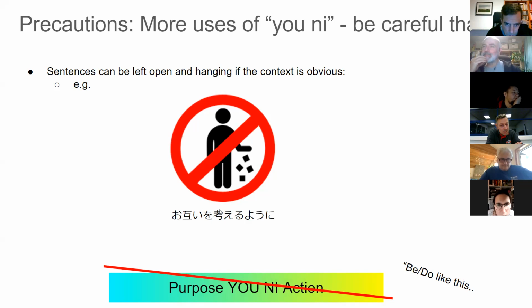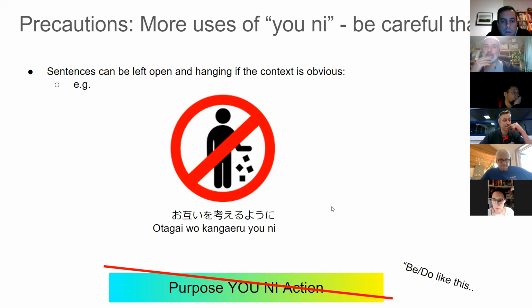This is otagai ni rei, otagai o kangaeru yoni. So what does this mean? Think of each other. Think of others. Good, yes, exactly. Otagai o kangaeru yoni. Be considerate to each other. So it's not saying be considerate to others by not dropping litter. It's just saying otagai o kangaeru yoni, and then the rest of it is left unspoken.